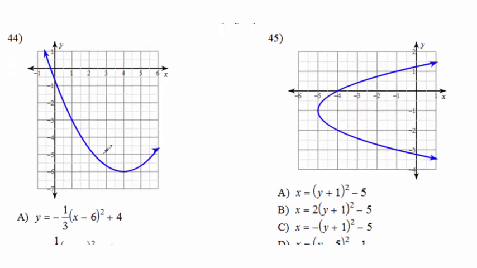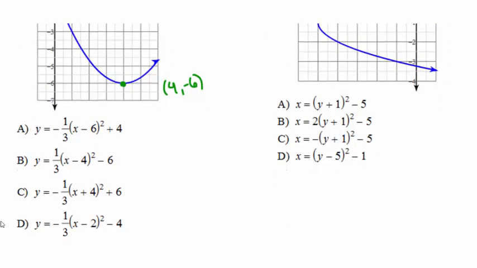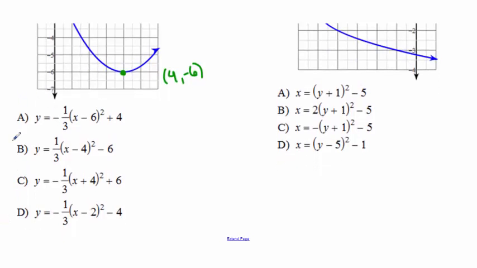Number 44: our vertex is at (4, -6). And it opens up, which means that we have y equals a positive number. So actually, we only needed one of those pieces of information, either the vertex or which way it opens. In this case, it just so happens, because if it had opened down, we would have only narrowed it down by 1 instead of kicking all of them out.